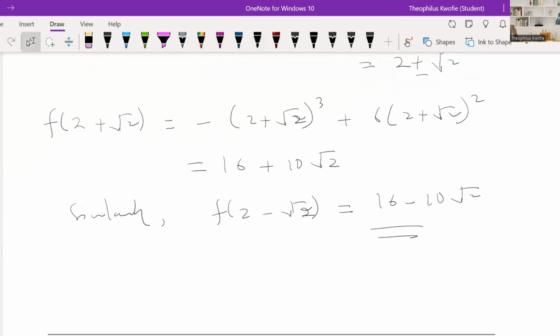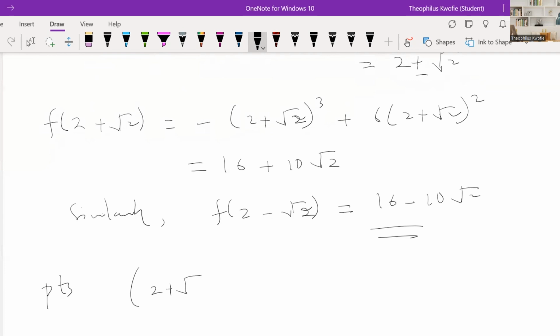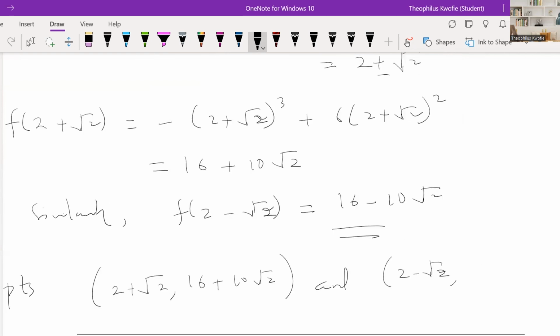Okay, so it means that the tangent line to the function has a slope of 6 at the points. So now we need to bring the points together. At the point 2 plus root of 2, and then 16 plus 10 root of 2, and then what? 2 minus root of 2, okay? And then 16 minus 10 root of 2. So please, let's take note, okay?